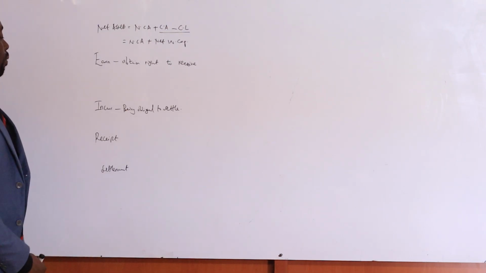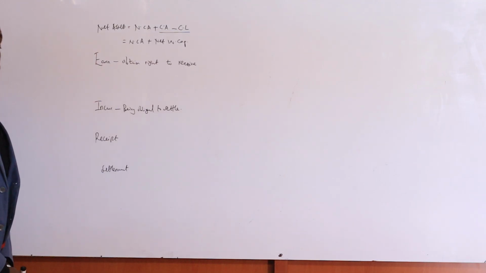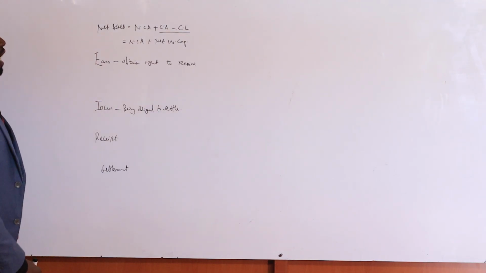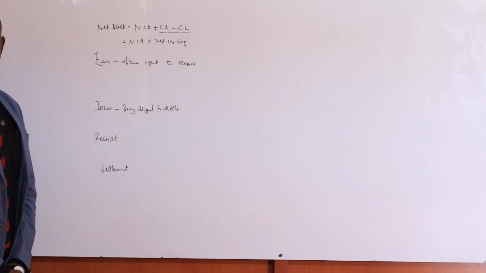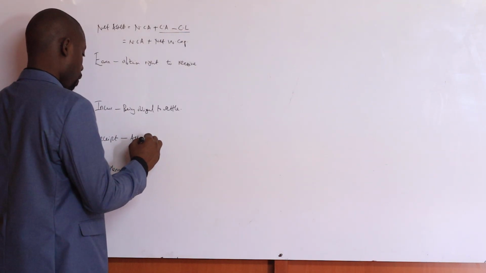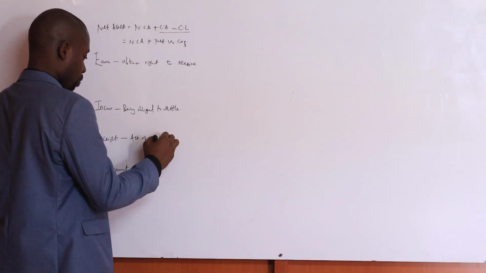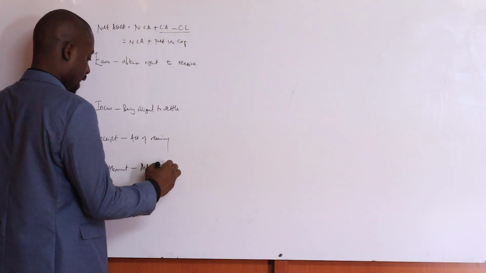So once somebody has earned, they're supposed to receive. The act of receiving is called receipt. When somebody incurs, he or she is supposed to settle. The act of paying is what we call what? Settlement. So receipt is the act of receiving. Settlement, act of paying.